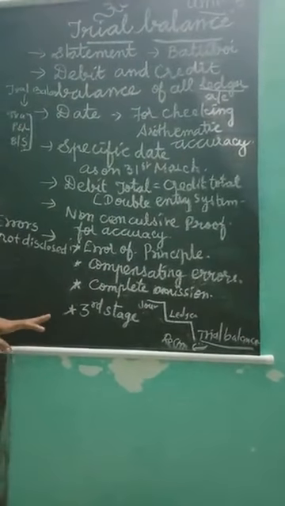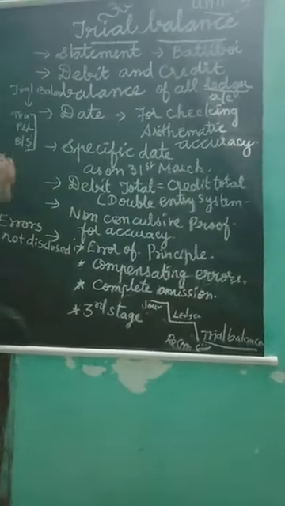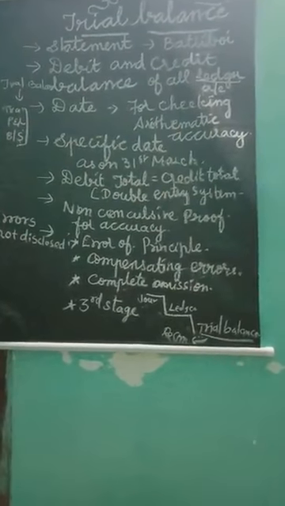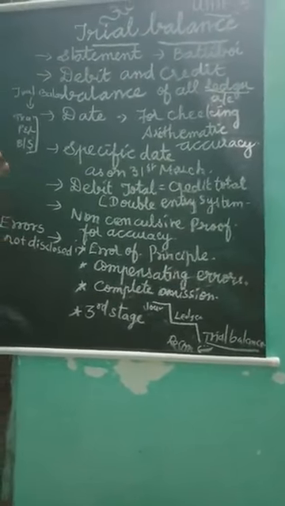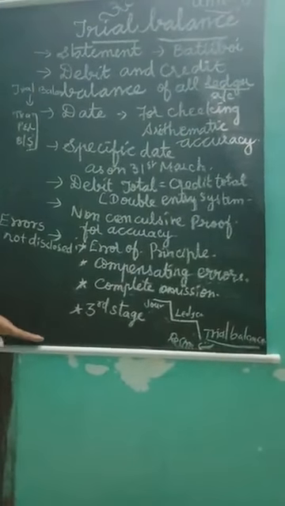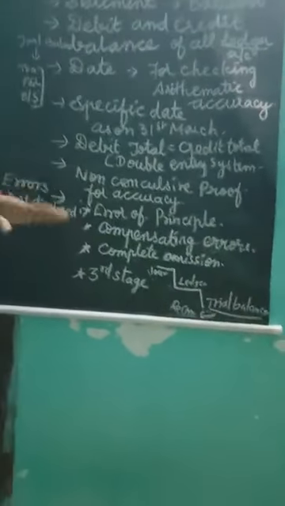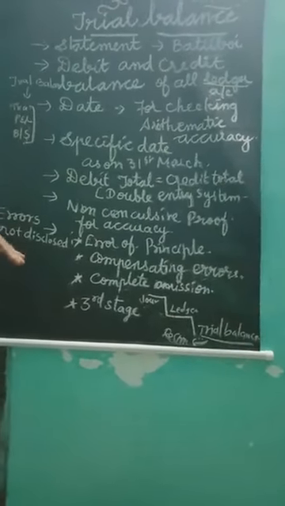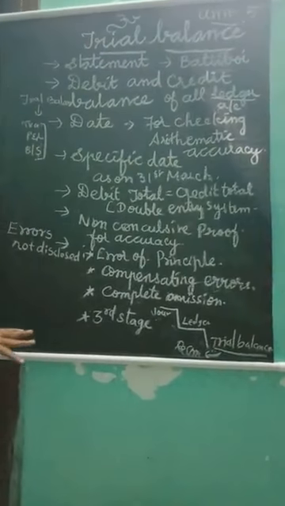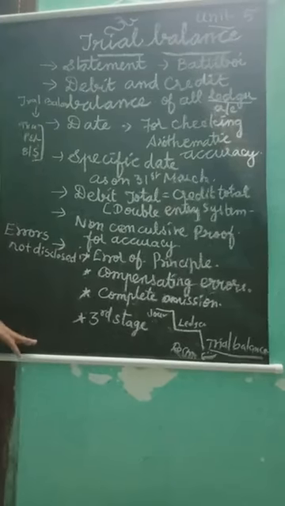These errors are not disclosed. Though the trial balance can be prepared on any day, it is normally prepared at the end of the accounting period. Accounting period you already know. It is April 1st to March 31st, isn't it? So as on March 31st only we will prepare the trial balance. Then the preparation of trial balance is the third stage.